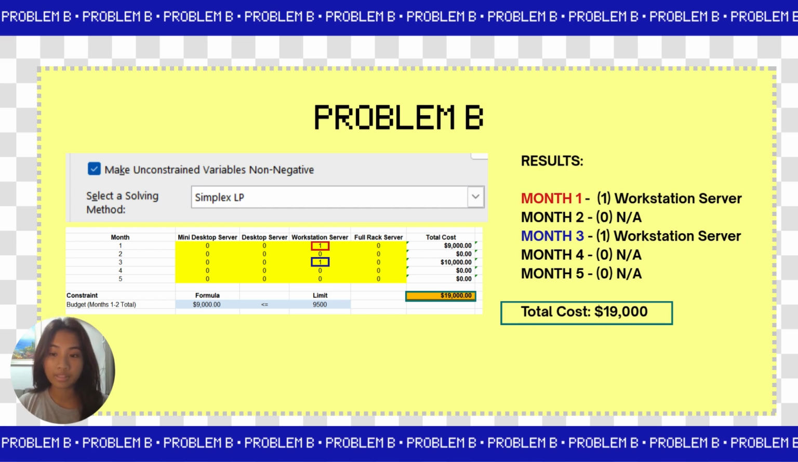For month 2, there are no purchases. And then for month 3, another 1 workstation server was bought, but this is outside of the discount window, which is during months 1 and 2, so the full price of $10,000 was paid. And then there are no purchases for months 4 to 5.